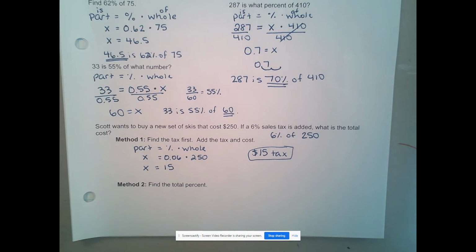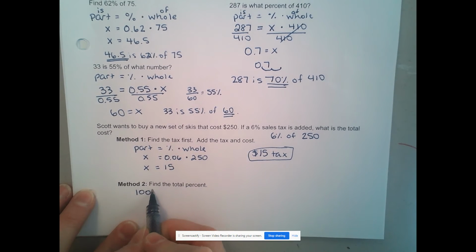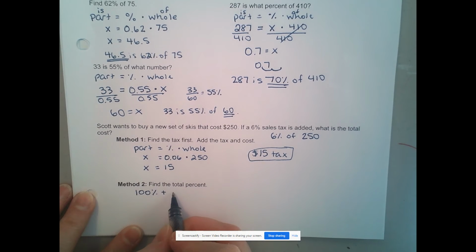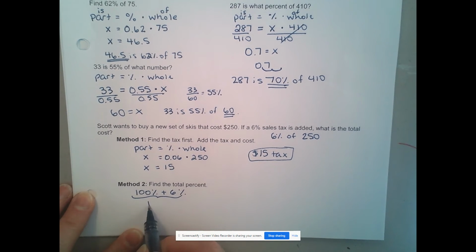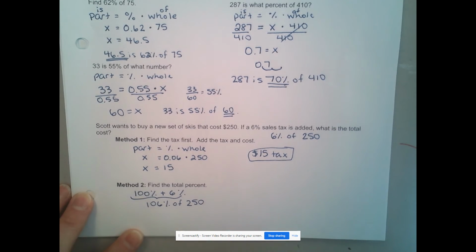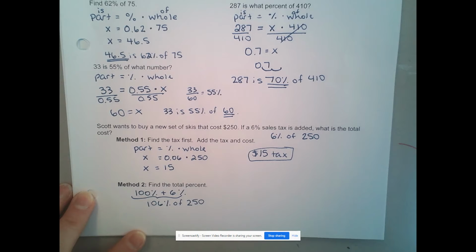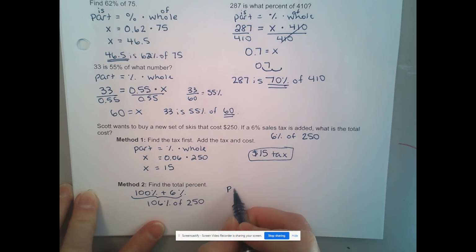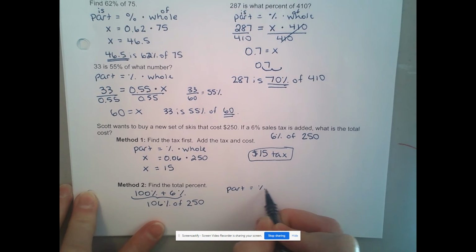Find the total percent. So if we were paying for the skis, we would be paying for 100% of the skis. If we were paying for the tax, we'd be paying for 6%. Altogether, we need to pay 106% of $250. So another way to do this, instead of doing them separately, we could just say part equals percent times whole.